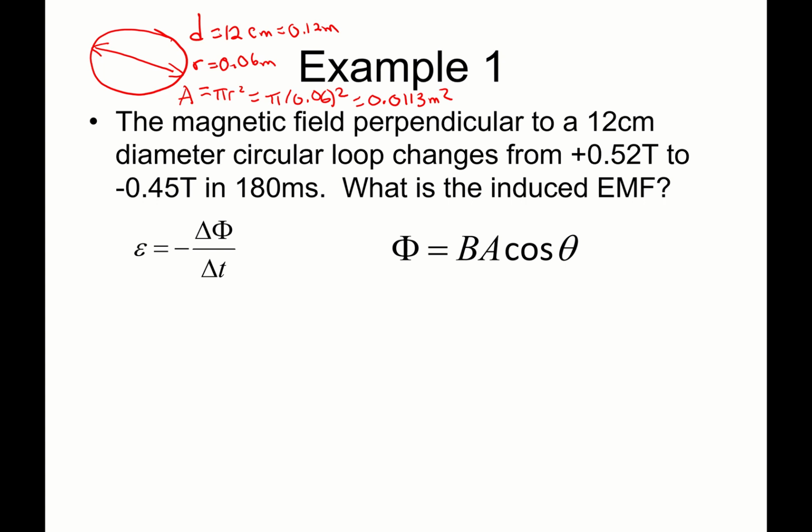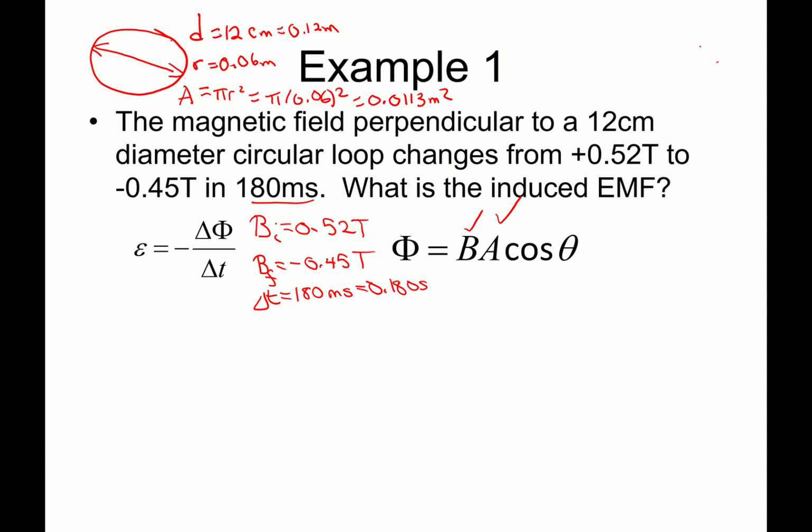And the magnetic field changes from plus 0.52 Tesla to negative 0.45 Tesla. So B initial is 0.52 Tesla, B final is negative 0.45 Tesla, and it changes in 180 milliseconds, so delta t is 180 milliseconds or 0.180 seconds. Okay, so I know B, I know A. I need to figure out what is theta. Well, they tell me the field is perpendicular to the loop.